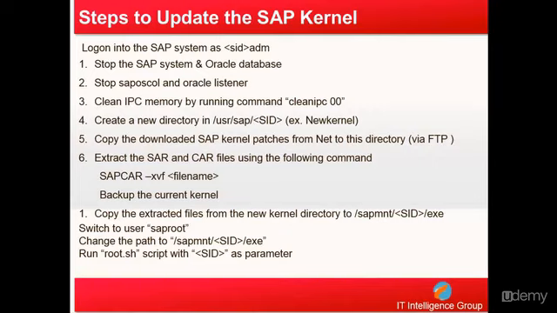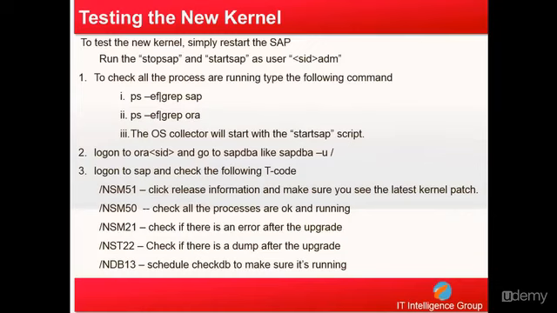Now create a new directory, for example new kernel, copy the downloaded kernels there and extract these files. After that you can switch to the new kernel and run the command root.sh, which will make sure that all the permissions are set correctly. Okay, that was on how we can apply or upgrade the kernel.